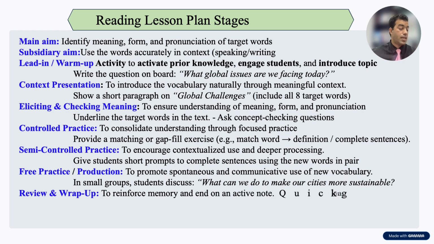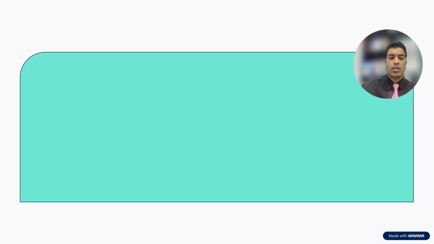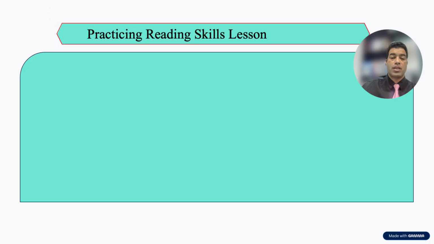And the final stage of the lesson plan is review and wrap up, to reinforce memory and end on an active note, like a quick game. Students may speak or give a presentation. If it is writing, we can ask them to write a paragraph. So this is how we can teach vocabulary effectively in the lesson plan.